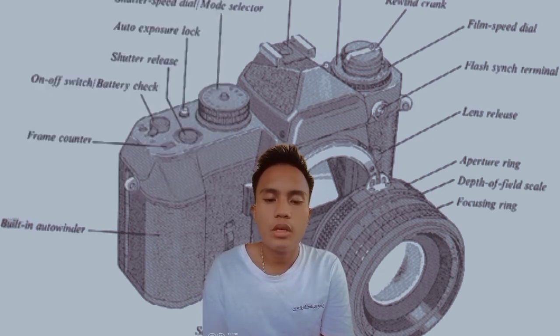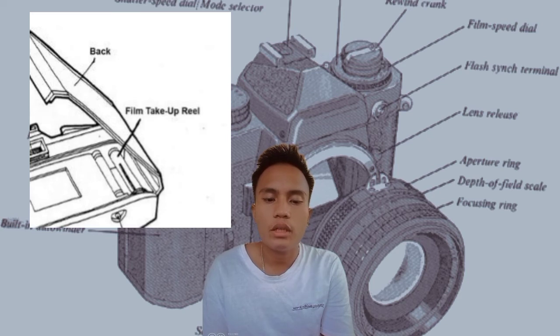Number nineteen, film take-up reel, also known as the take-up spool. This is the empty spool on a film camera that takes up the film after being exposed to light.